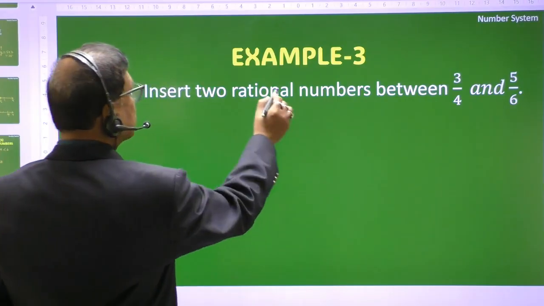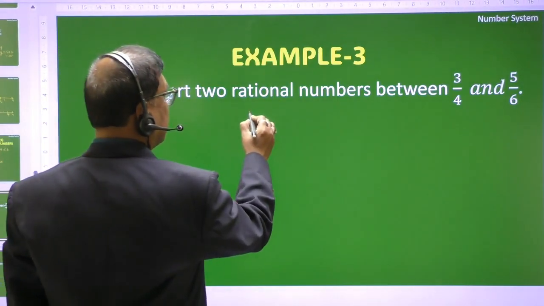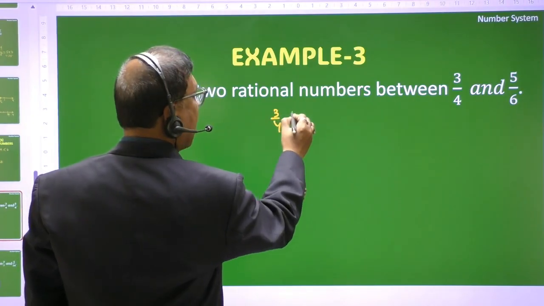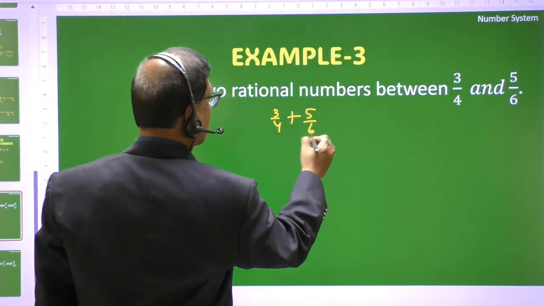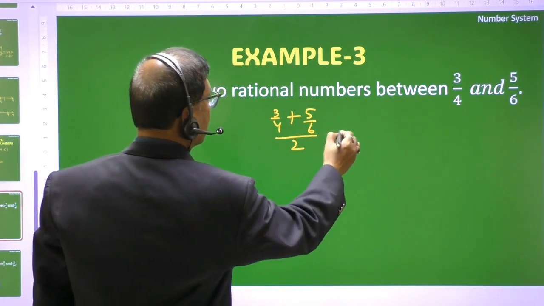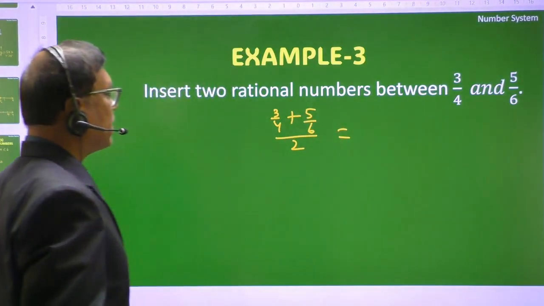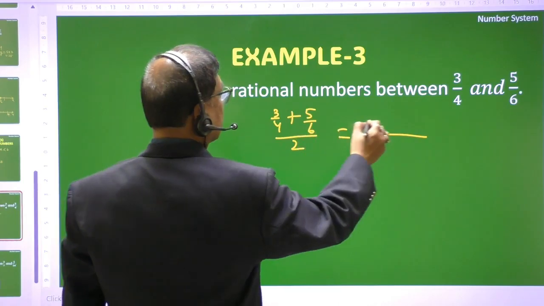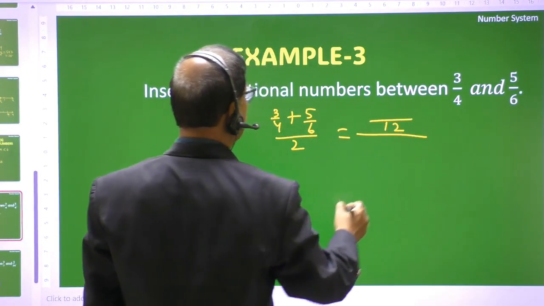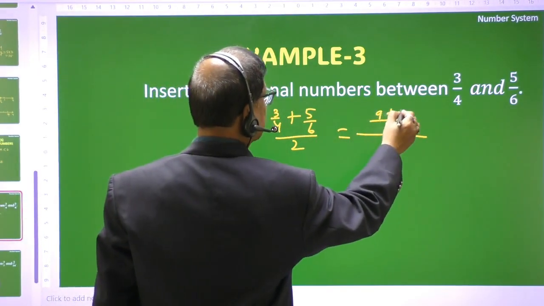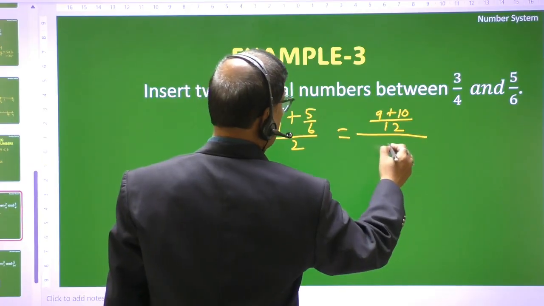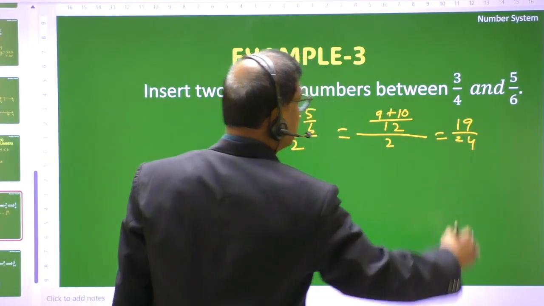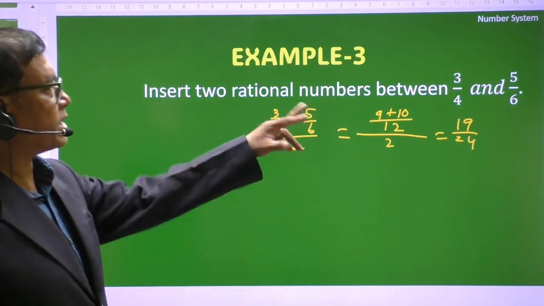We have to insert two rational numbers. The first rational number we get is the average of these two, that is, 3 by 4 plus 5 by 6, divided by 2. Simplifying, what result are we getting? LCM, as I just told, is 12, so 9 plus 10, and here 2. That means 19 upon 24, one rational number inserted between these two.